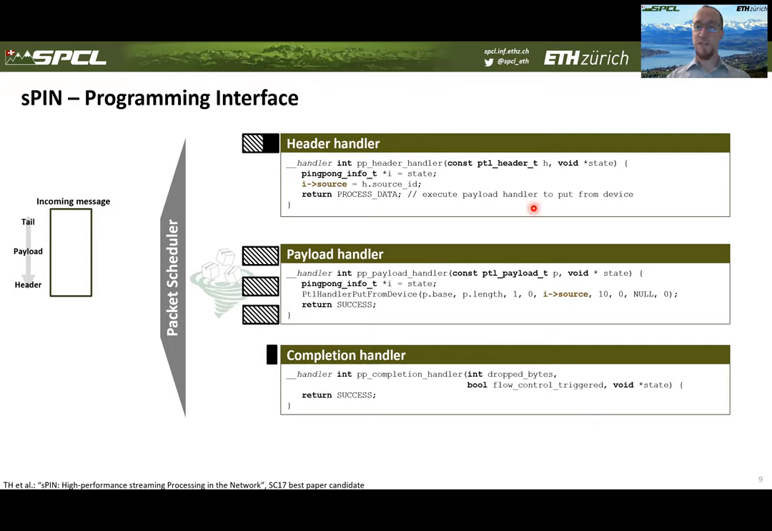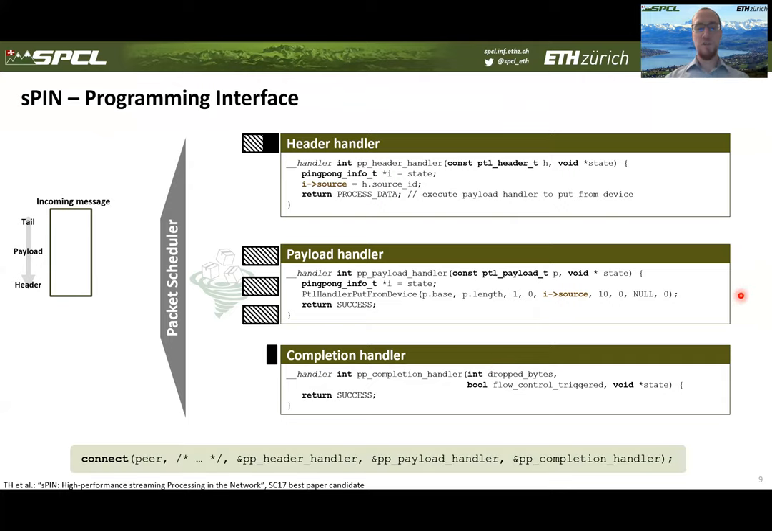So what does this mean? The header handler could, for example, set up a data structure like the source ID here. The payload handler can now ping, this is actually the real ping-pong code that I just showed, using the state initialized by the header handler to ping each packet back to the source, and the completion handler then cleans up all the state. Now you can link these handlers, the header handler, payload handler, and completion handler, to a specific connection such that the NIC can execute them in the fast pipeline. These handlers, this code, will be compiled for the target architecture and downloaded into the network card.